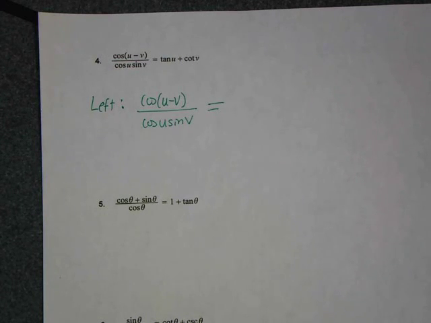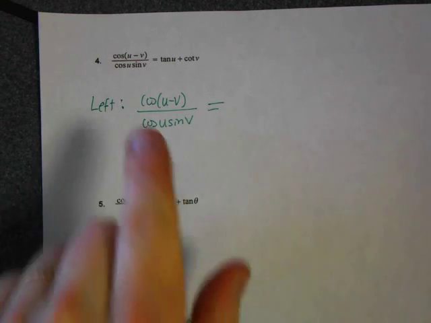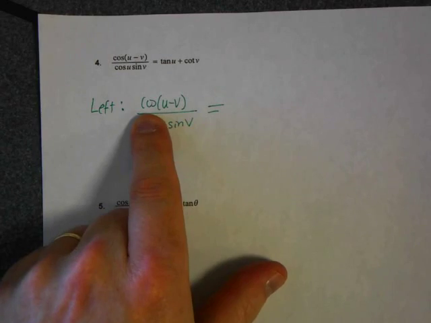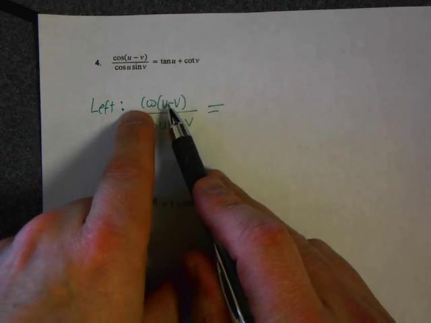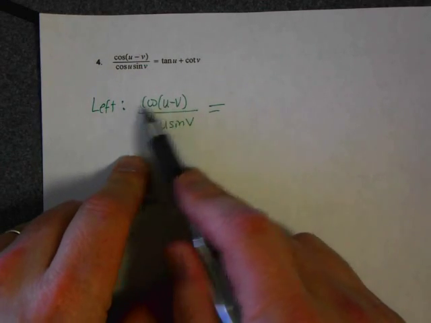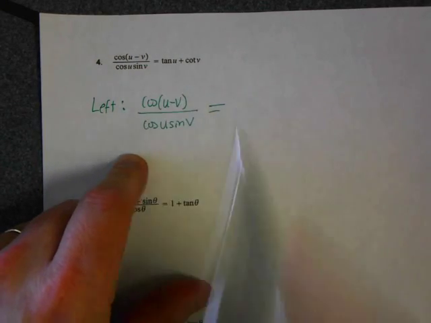What operation allows you to distribute? Multiplication. Is cosine a multiplication thing? No. So if this was 5 times u minus v, then I could distribute. But this is not a multiplication. This is a function notation, so I can't distribute.